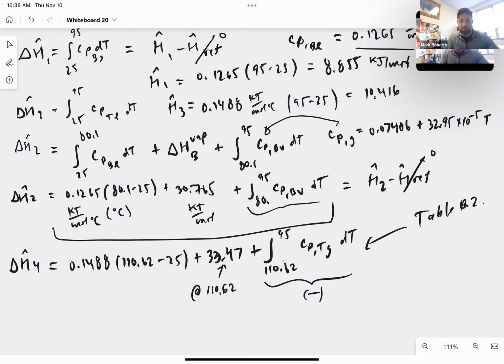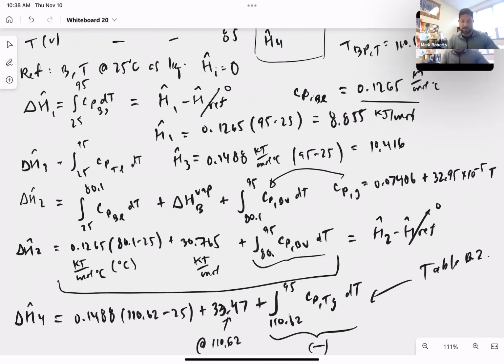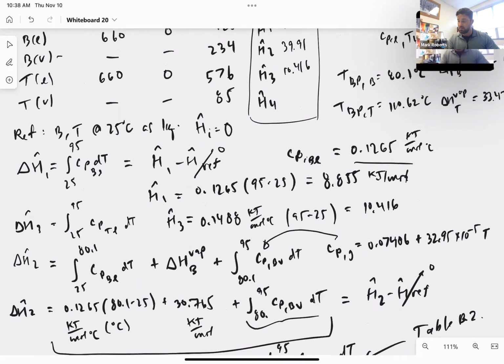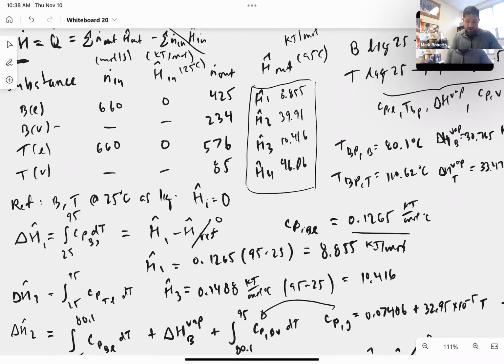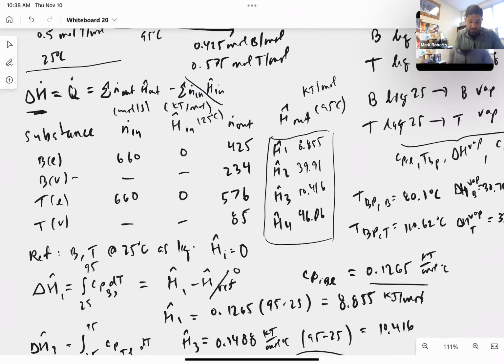One mistake I often see people make is that they add this to the term, which makes it end up being a little bit higher. So if we go ahead and do that calculation, we get 46.06.